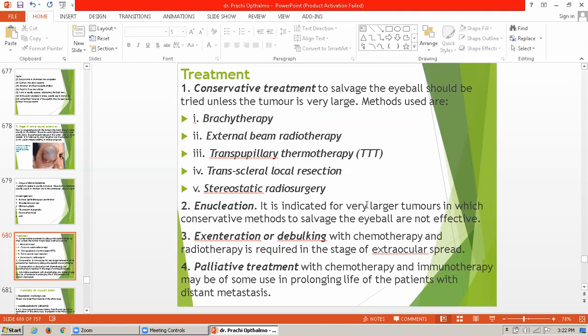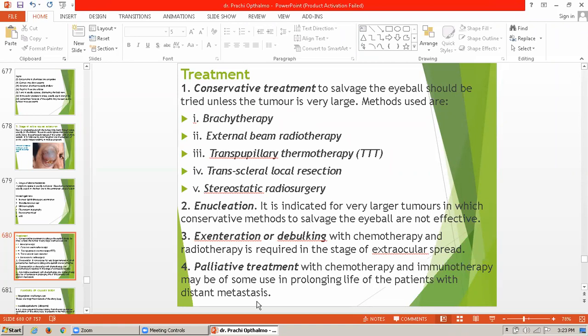Enucleation is indicated for a very large tumor in which conservative methods to salvage the eyeball are not effective. So when conservative treatment is not enough to treat a larger tumor, then enucleation is used. Third, exenteration or debulking, with chemotherapy and radiotherapy, is required in the stage of extraocular spread. Fourth, palliative treatment: chemotherapy and immunotherapy may be of some use in prolonging the life of the patient with distant metastasis.